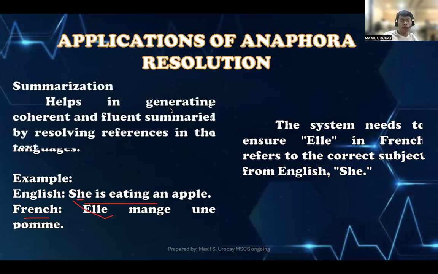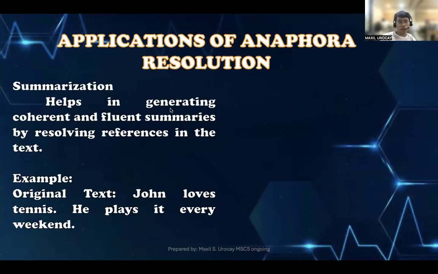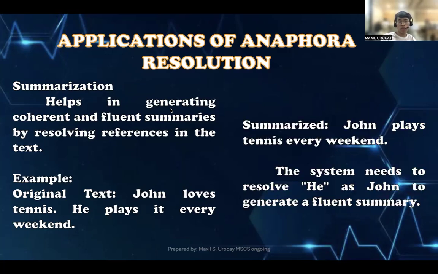Okay. Now, another application is summarization, which helps in generating coherent and fluent summaries by resolving references in the text. So for example, the original text will be: John loves tennis. He plays it every weekend. So the summarized text will be: John plays tennis every weekend. So the system needs to resolve he as John to generate a fluent summary.